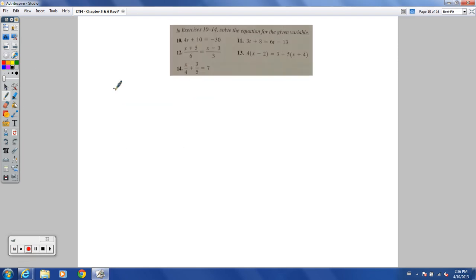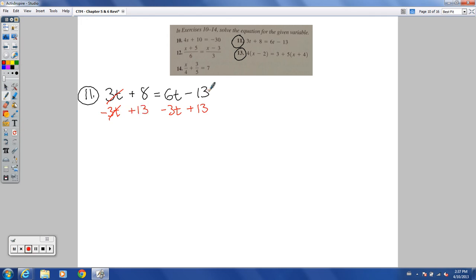Continuing with now exercises 10 to 14, we'll look at 11 and 13 together here. Solve the equation for the given variable. So I'm going to start by writing the equation that's there. Just write it over again here. And I'll use some different colors for my steps just to make things a little easier to tell what I'm doing. So I'm going to subtract 3t. That gets the t's to one side. So you get the variables on one side, and then you get the constant terms or the regular numbers on the other side. So I'm going to add 13 to do that.